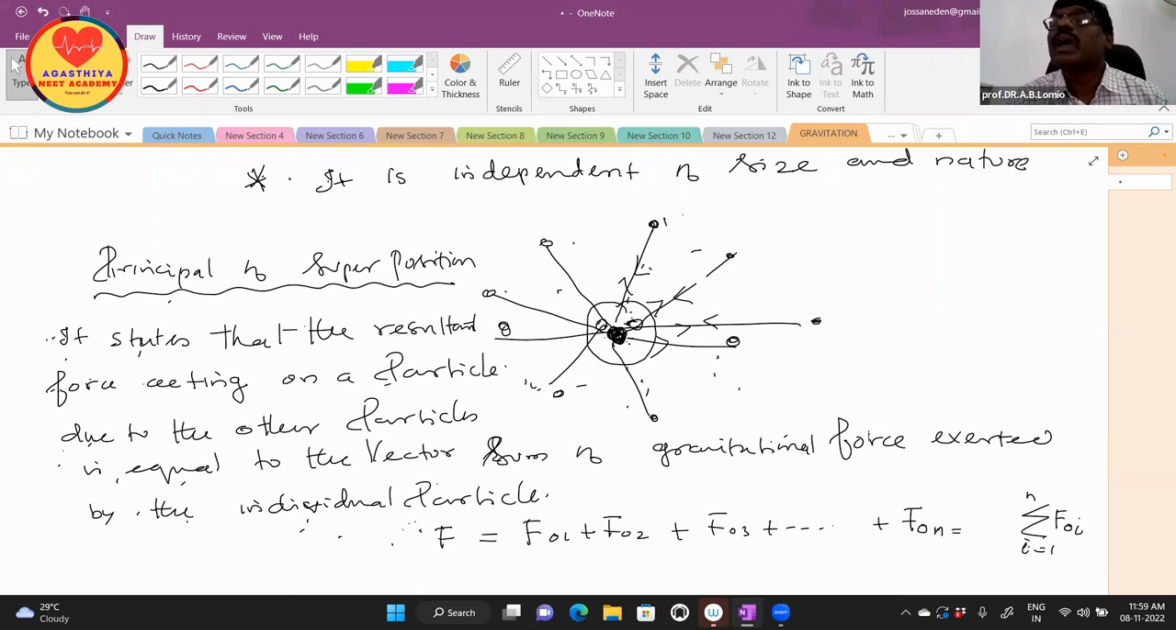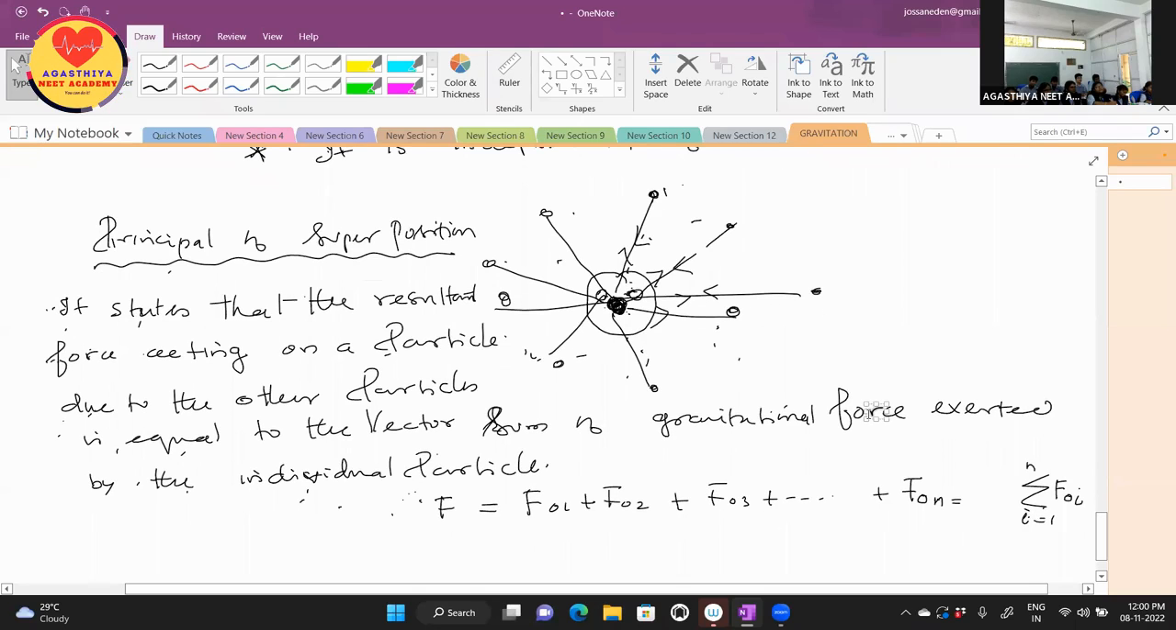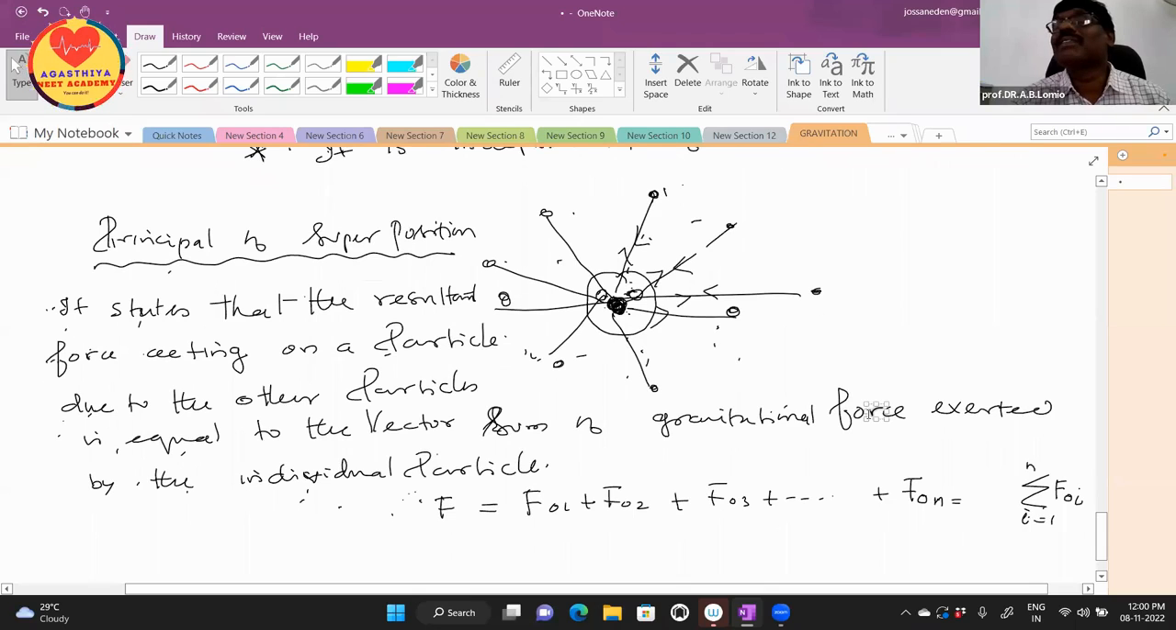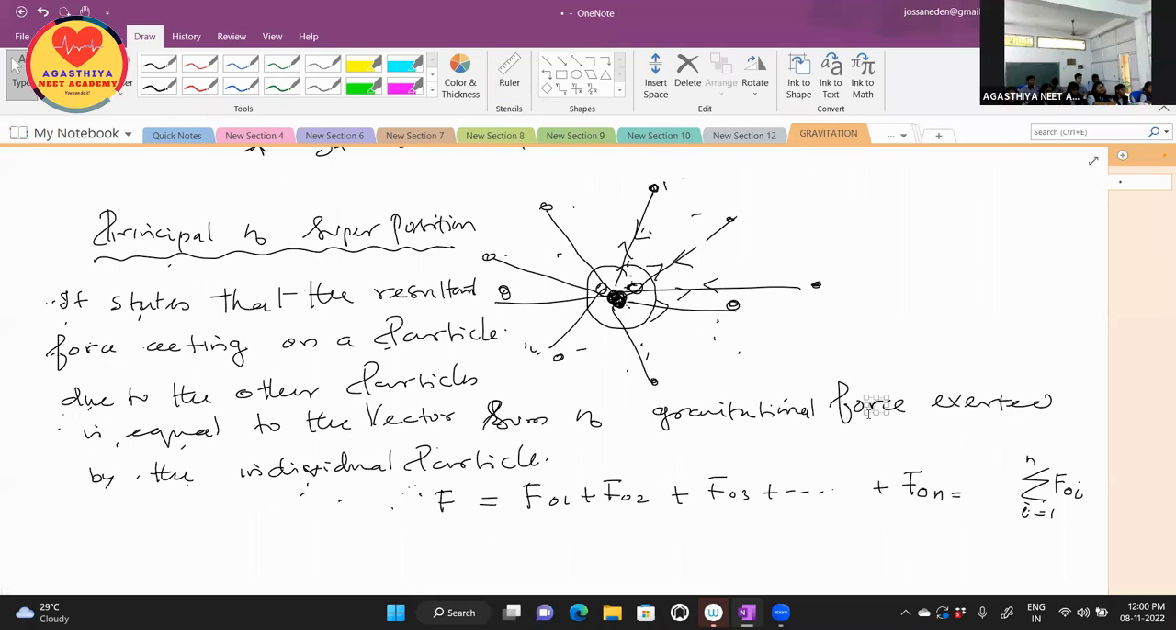Can I move? Actually, any one of the students can respond. One student can respond when I am asking. Only one student, always. That is why I am asking whether you have written or not, to know that. Kindly always one student speak. That is enough.